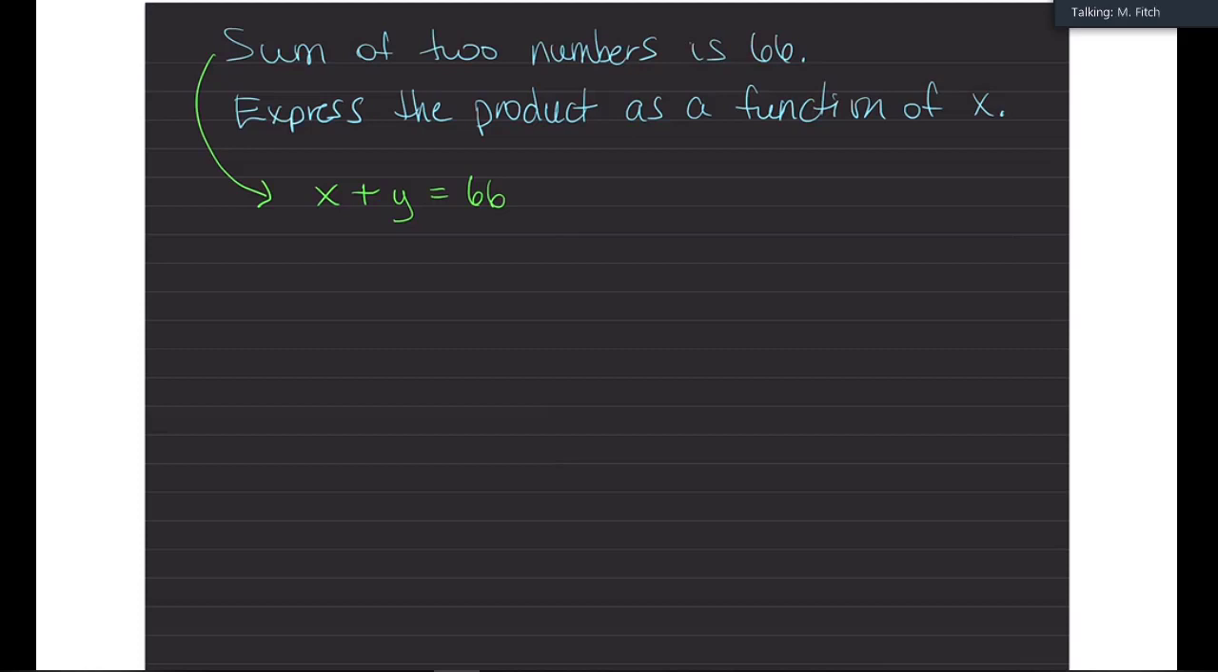And then when it says express the product as x, they ultimately want us to write the product as x times y. But we can't have that y. The only thing they want to see is x. So somehow we've got to get rid of this y. We've got to make a substitution. So if we go back to our sum, could we solve that for y? Yeah, we just subtract x from both sides, right? So we would have y equals 66 minus x.